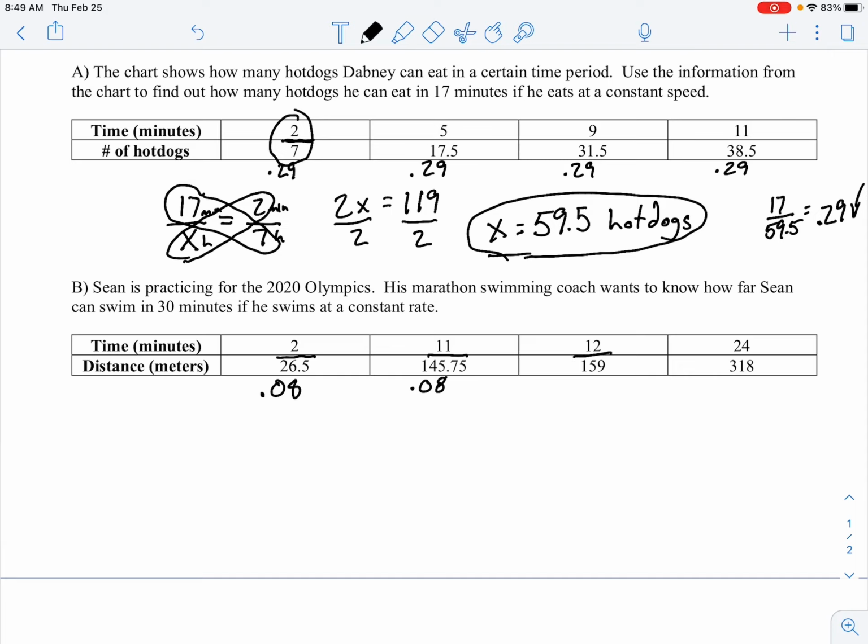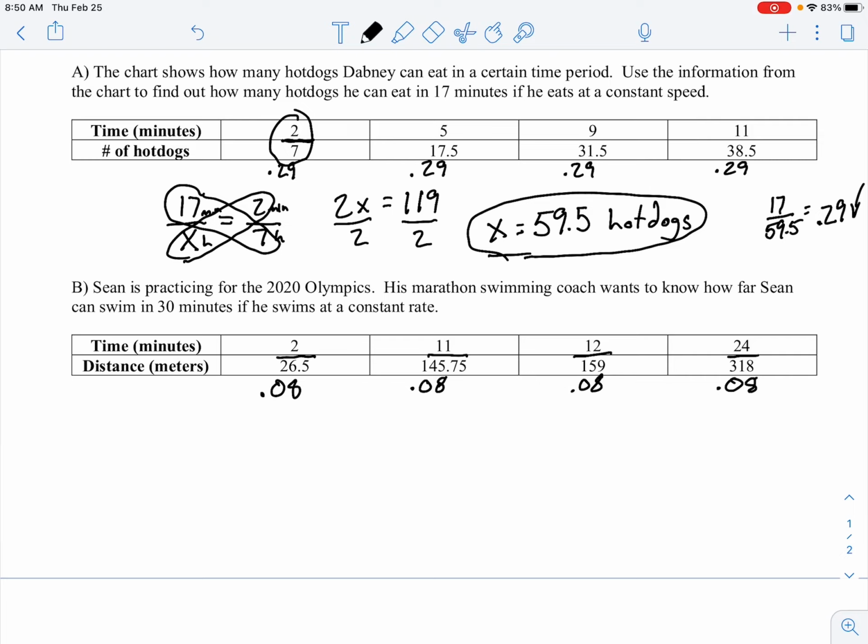12 divided by 159.08 that I get from rounding the exact same decimal as before. And we're at the end, so why give up? Let's just check this last one. 24 divided by 318, the exact same decimal that I'm going to round the exact same way. So we know it's proportional. We have equivalent ratios all the way through.